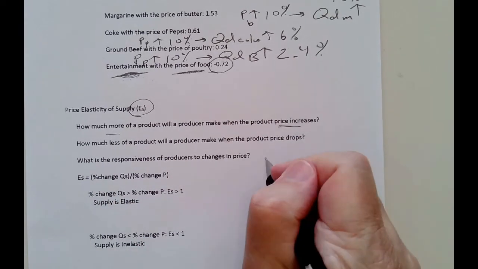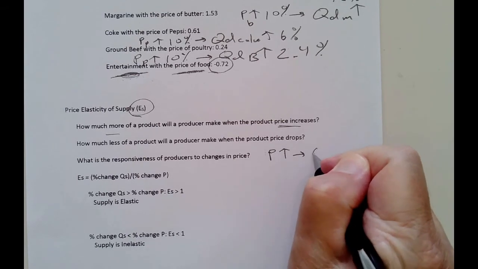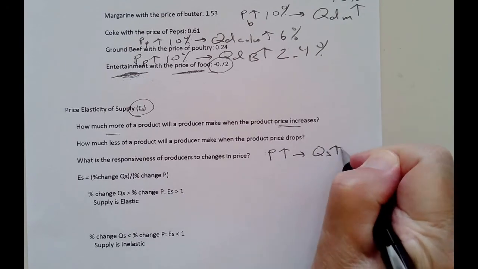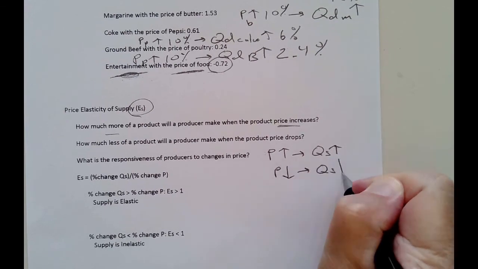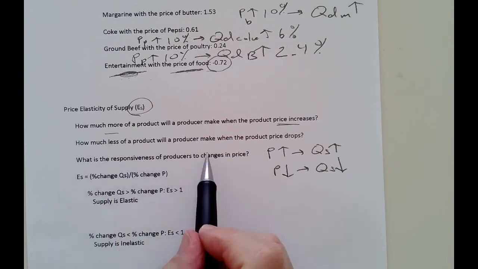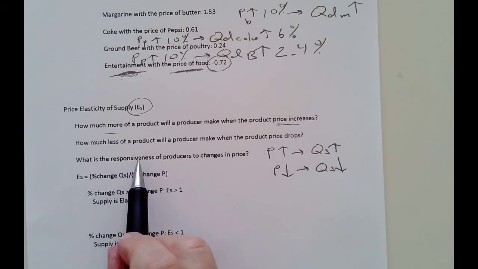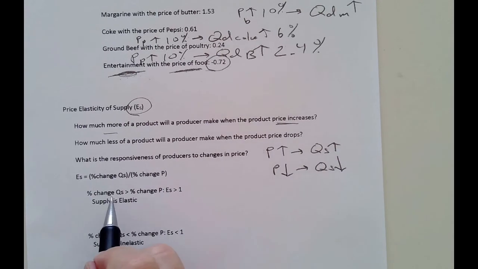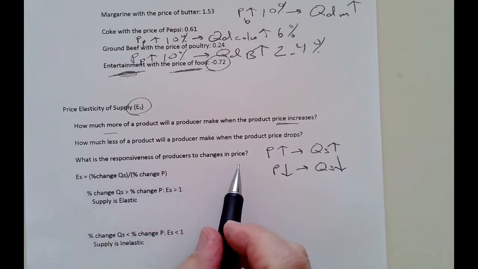So you know again that when the price goes up, we're going to find a higher quantity supplied. That's the law of supply. And when the price goes down, we're going to find quantity supplied going down. But the question is, how much? So how much less of a product will a producer make when the price drops? Likewise, how much more of a product will it make when the price increases? And so we're after the responsiveness of producers to changes in price.